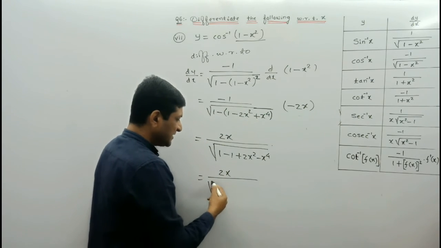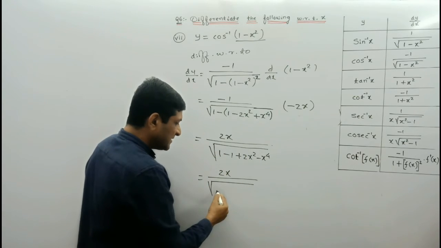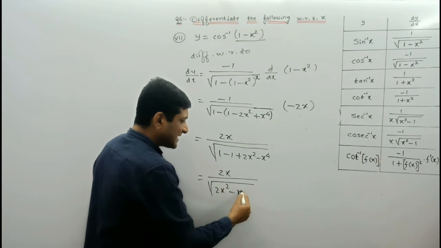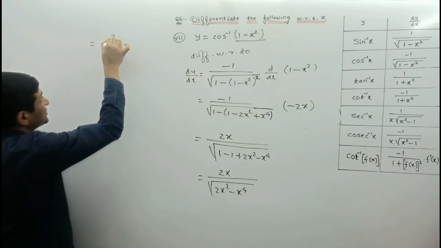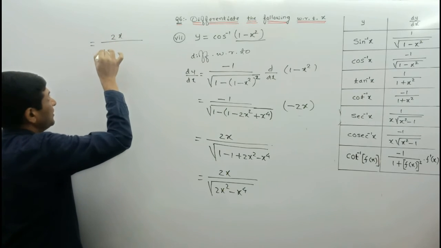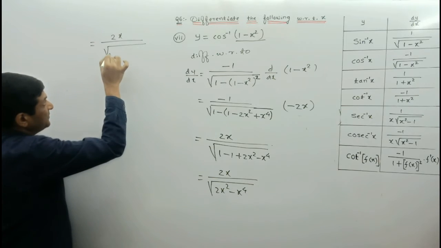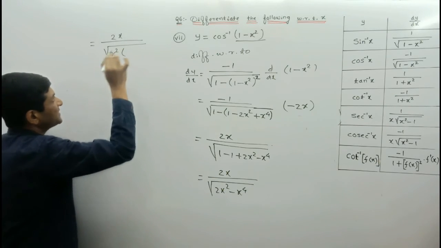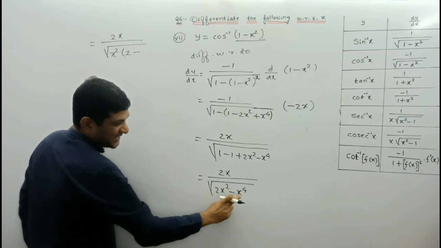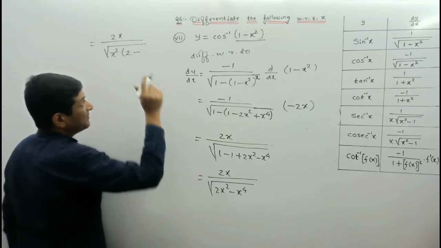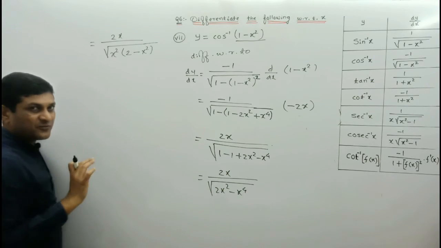In the denominator, see here plus 1 and minus 1 will get cancelled. What is the remaining term? 2x square minus x raised to power 4. In the numerator 2x as it is, but if you observe the denominator, can I take x square common from both terms? Yes. If we take x square common from the first term, the remaining term is 2 minus, and if I take x square common from the second term, the remaining term will be x square. Simply we have taken x square common from these two terms.